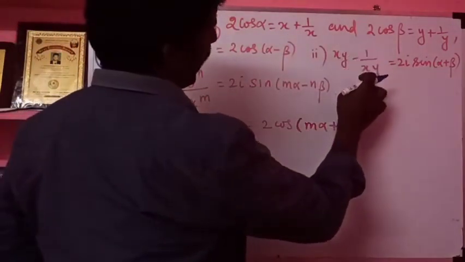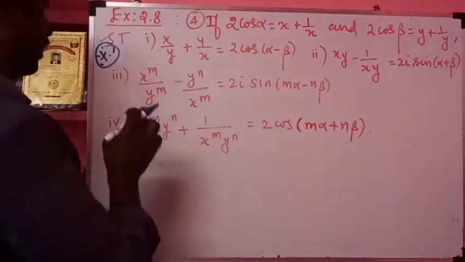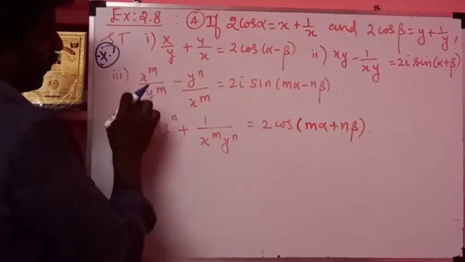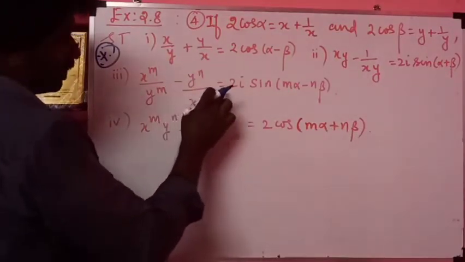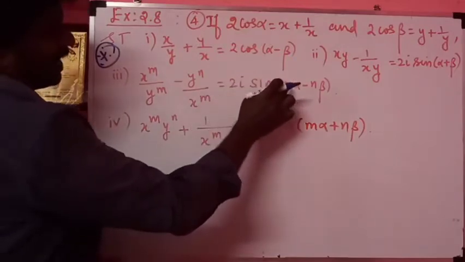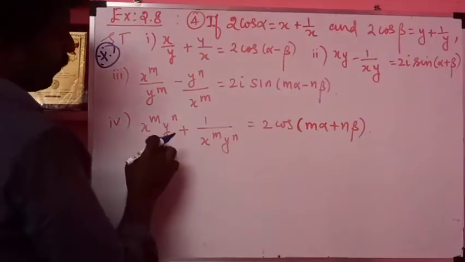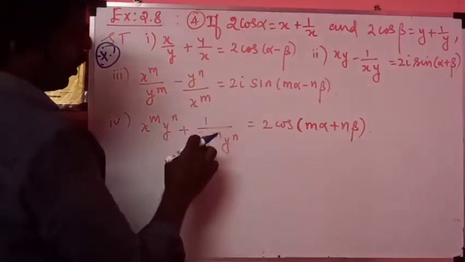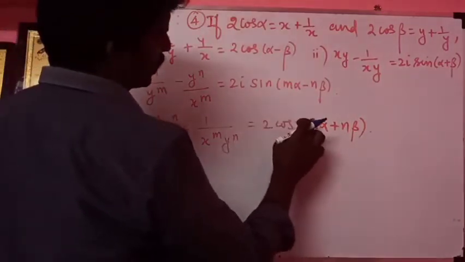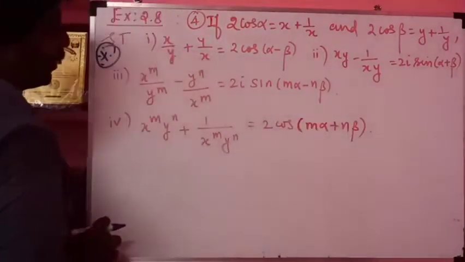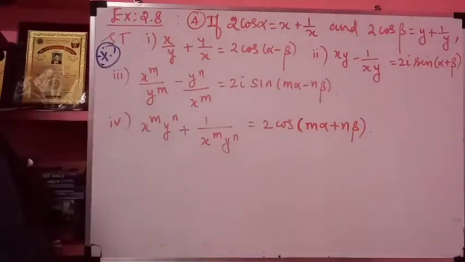xy minus 1 by xy is equal to 2i sin (alpha plus beta). The third point, x power m by y power n minus y power n by x power m is equal to 2i sin (m alpha minus n beta). The fourth point, x power m y power n plus 1 by x power m y power n is equal to 2 cos (m alpha plus n beta). These are the four points in our proof. This is a very important question.